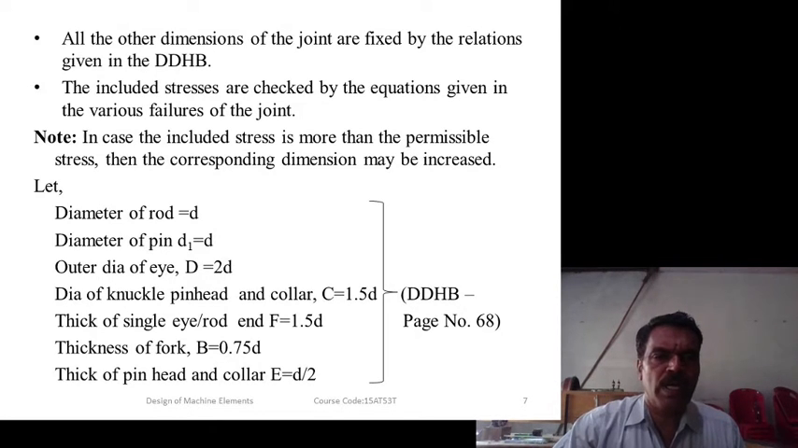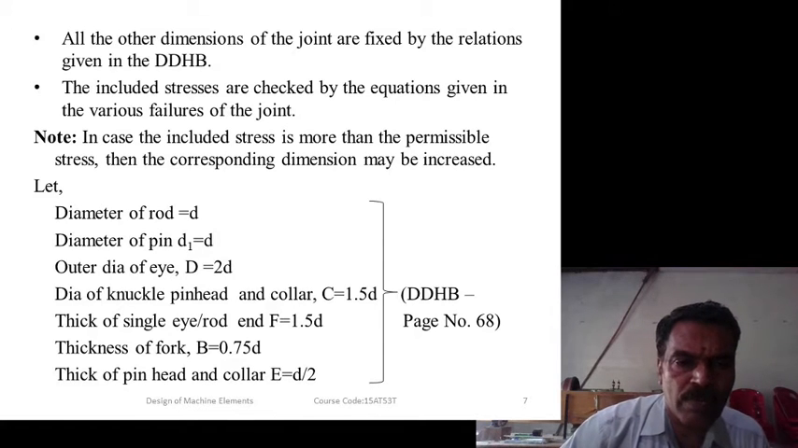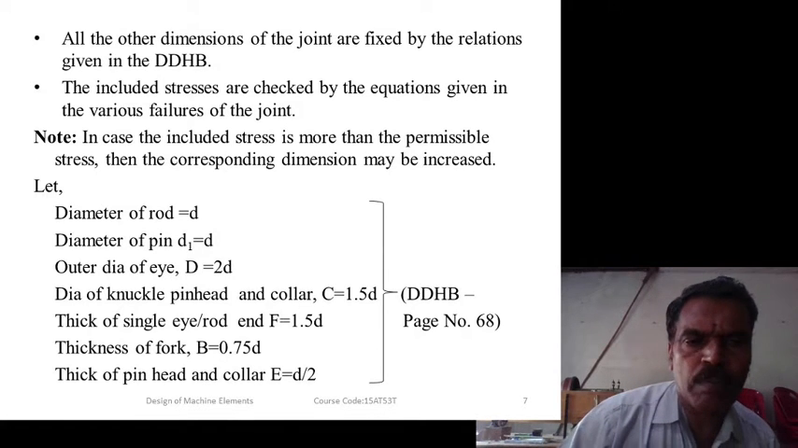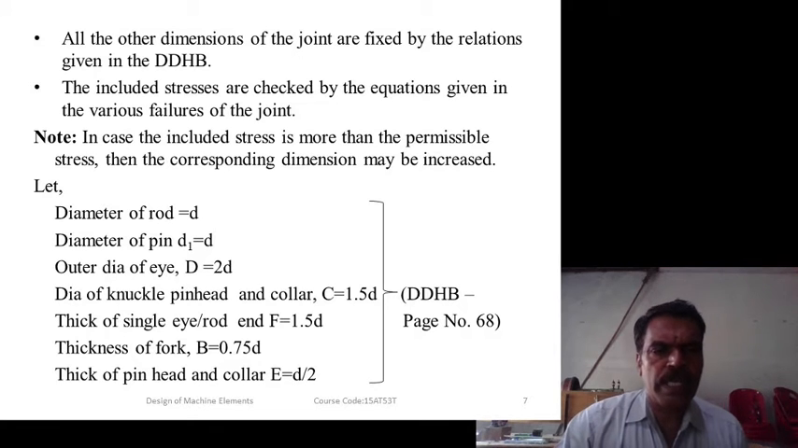The outer diameter of the eye, that is capital D, is equal to 2 times d. So next, the diameter of the knuckle pin head and collar, that part or point, is going to be denoted by capital C. So that is equal to 1.5 d. Okay, the thickness of the single eye or rod end is denoted by capital F. So that is equal to 1.5 d. So next, the thickness of the fork, that is capital B.